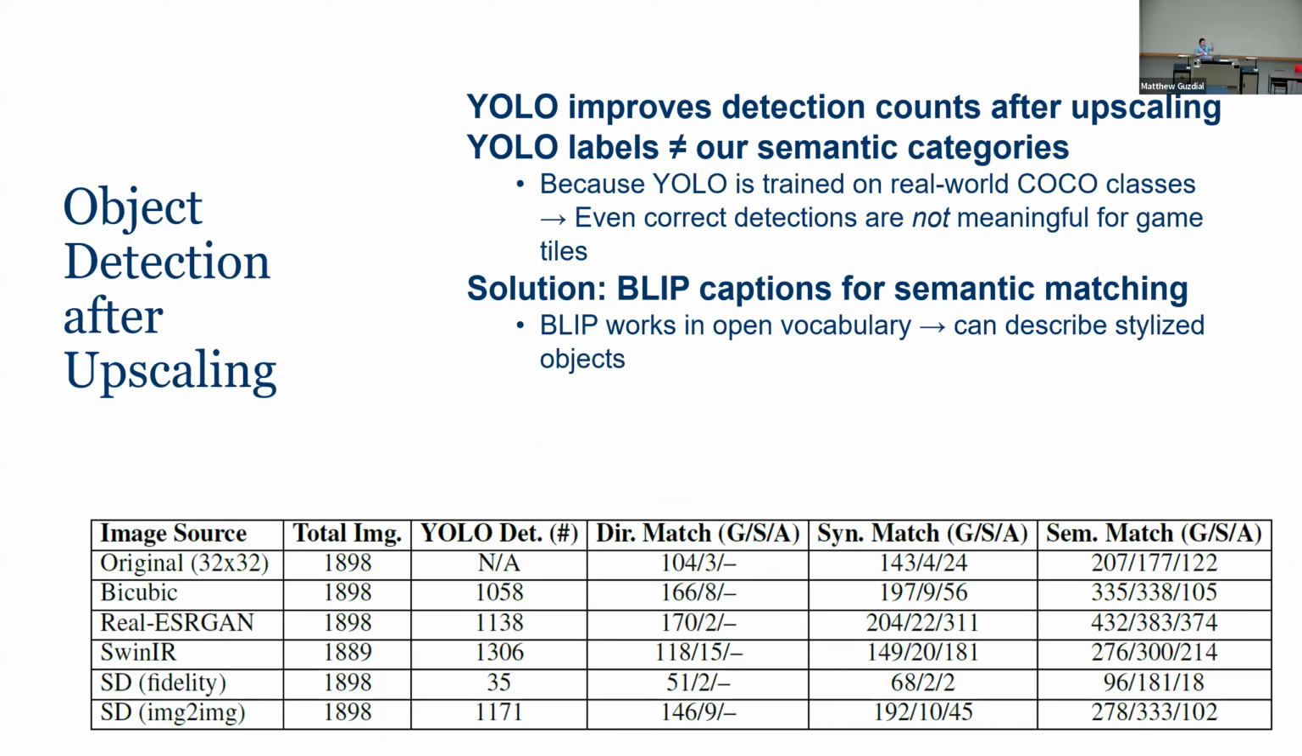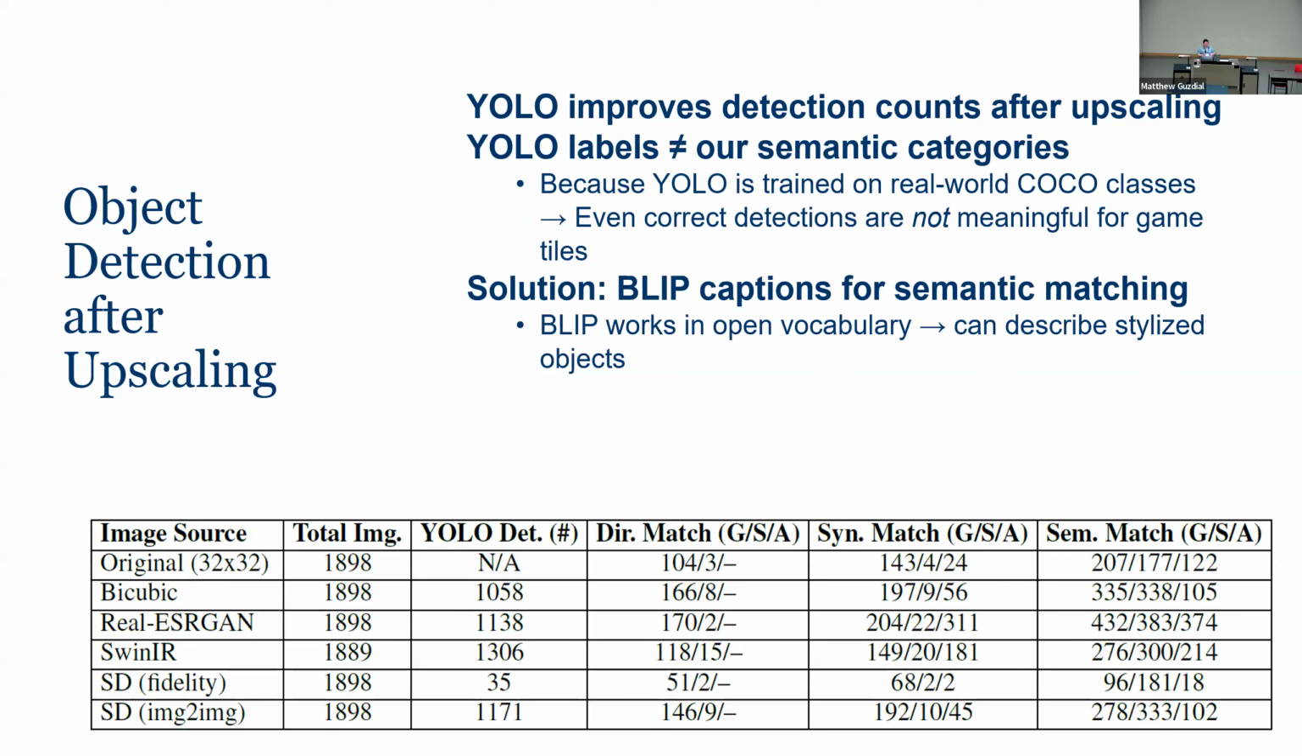So after upscaling, for object detection we first tried the most common way, which is to apply YOLO models. But we found that upscaling makes YOLO detect more shapes, more bounding boxes, especially with the ESRGAN. However, the YOLO labels never match our semantic labels, because it's trained on the COCO categories that won't overlap with fantasy pixel art tiles.